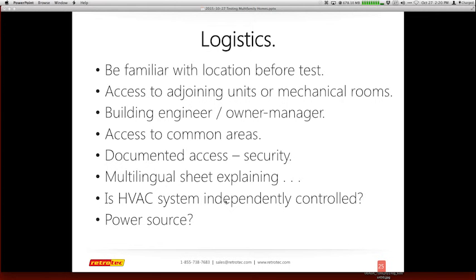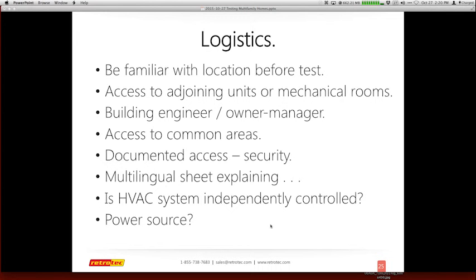Also, that's why the engineer's around: to make sure you understand the HVAC system. Is it independently controlled for that unit, or is it a common system? Is it tied into the common hallways? If I need to have it off for my testing, how do I actually make sure that gets accomplished? Clearly, I can't do it on a day when it's 0 degrees outside.